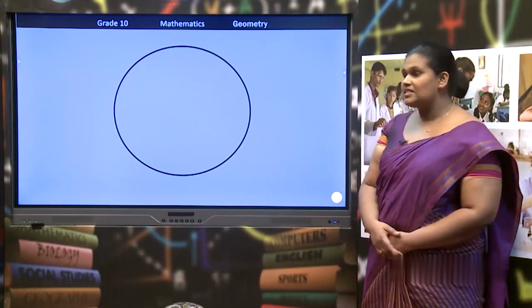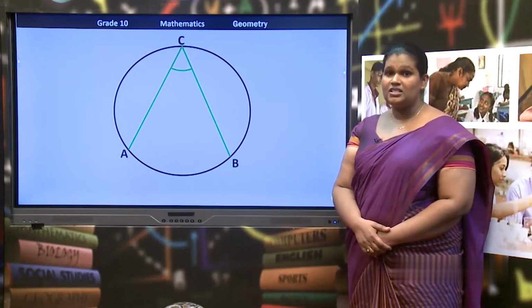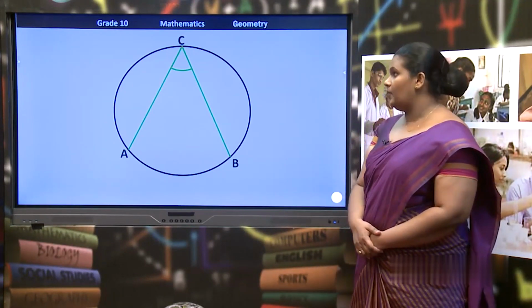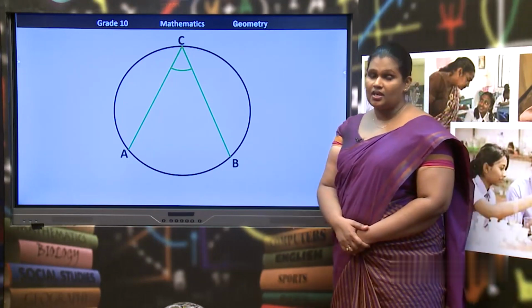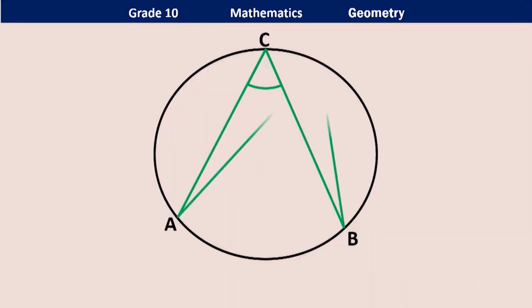Now, I have got a circle and I have got an angle ACB, that is an angle subtended on the circumference of the circle. Using the same minor arc AB, I am going to subtend another angle on the remaining part of the circle, that is angle ADB.